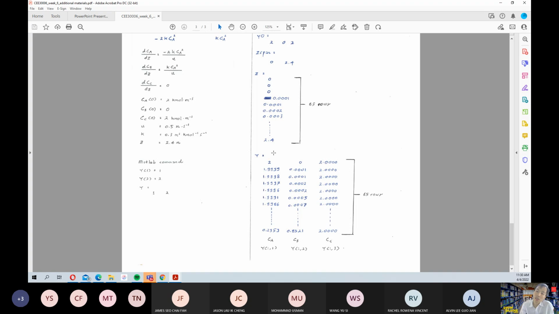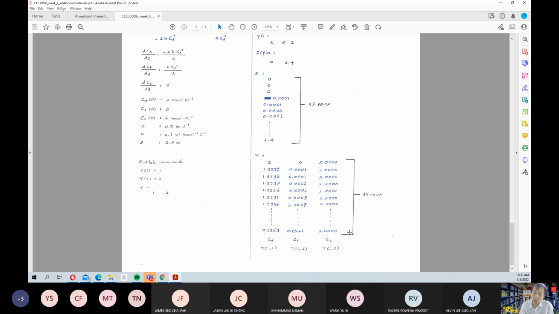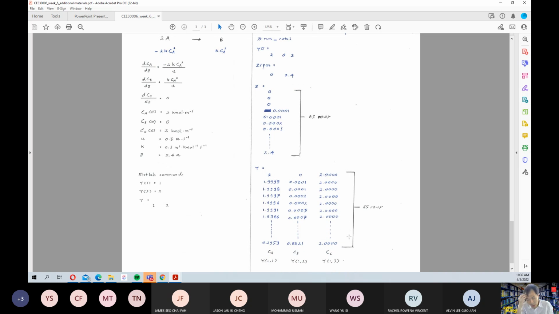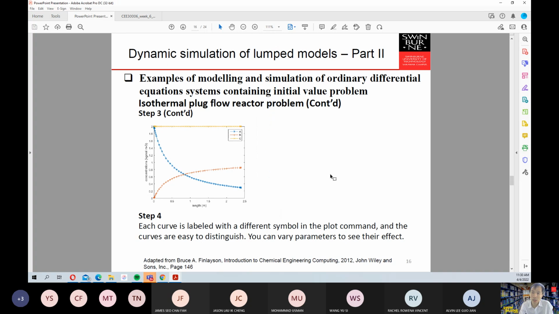The first one in here is my CA. The second one is my CB. The third one is my CC. So that's what you get after you solve your ODE. One is the value of your independent variable. The other one is the value of your dependent variable. This is what you need to go into the MATLAB code. Sometimes you need to go into the command prompt and check what your variable is actually giving you. So MATLAB is not very straightforward. You need to go back and check your command prompt again.